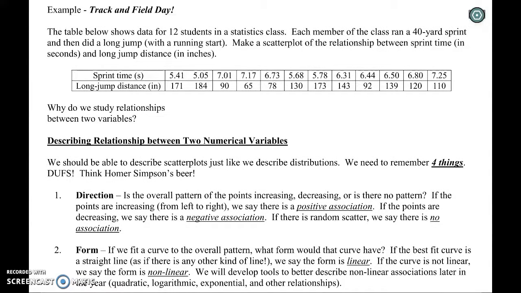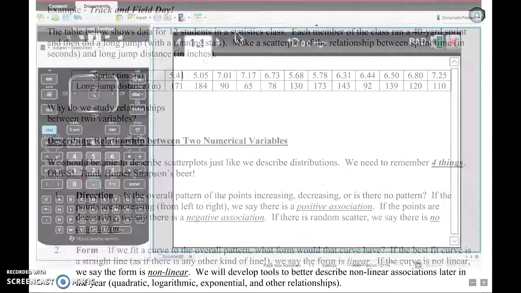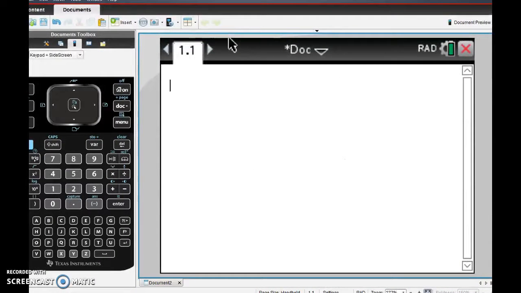So let's do an example. The table below shows the data for 12 students in a stat class. Each member ran a 40-yard sprint and did a long jump, a running long jump. Make a scatter plot of the relationship. That's it. So I'm going to pause the video. If you want to follow along, you put it in your calculator, but I'm just going to enter this into my TI Inspire.